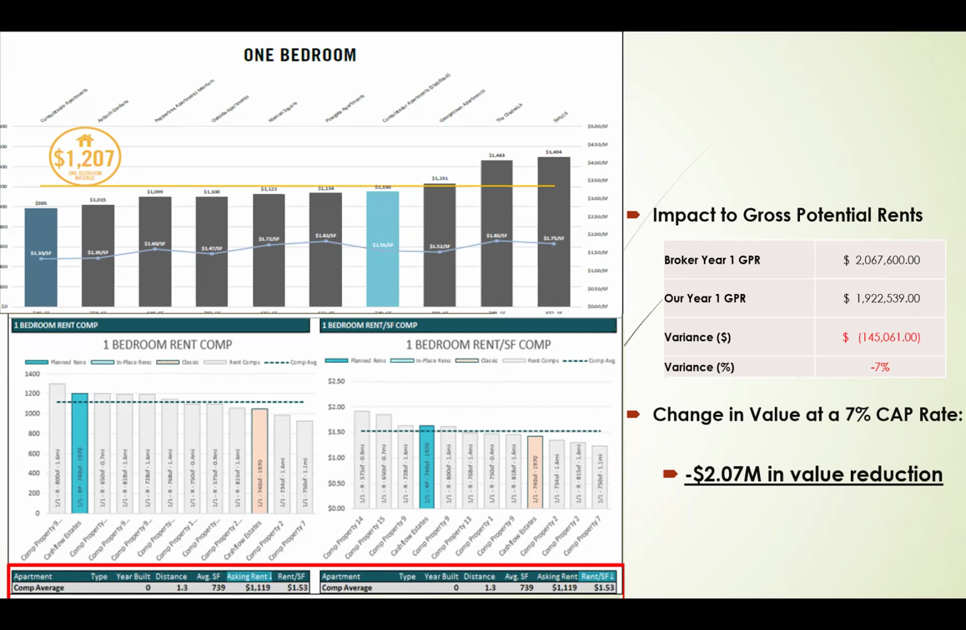The big thing to see here is, if we remember, these properties are valued based off of their net operating income divided by that cap rate. So this can have a big impact. At the 7% market cap, this reduction of $145,000 is the equivalent of almost a $2.1 million reduction in value, purely based off of that, not taking into consideration any other aspects or anywhere else we could bring it up. But just off that GPR miss and difference in our rent comps versus the broker's, it's a $2 million plus reduction. It makes a big number.